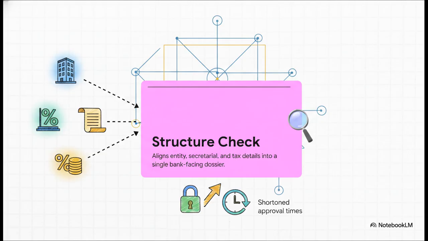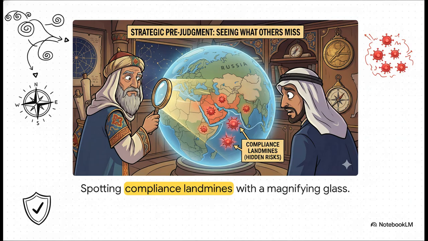Well, it's a process Easypaid calls the structure check. What this does is align your entity, your secretarial records, and your tax details into a single, cohesive bank-facing dossier. Why does this matter to you? Because creating this bank-ready operating profile dramatically shortens approval times and proactively de-risks your settlements way before you even initiate a single transaction. This whole proactive approach means engaging in strategic prejudgment.